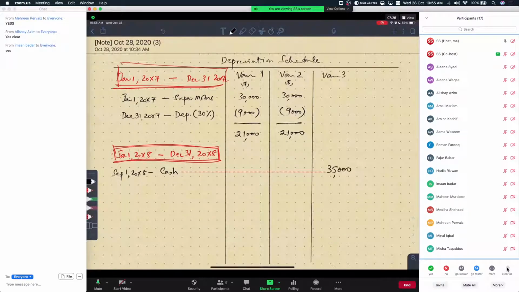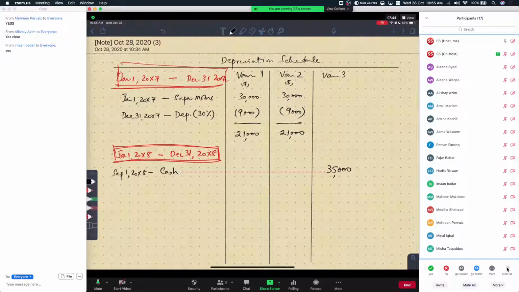So we created the third column, $35,000 van, and we will keep on creating these columns as and when needed, because as soon as you buy a new van or new vehicle, you will keep on adding columns to this. So it will keep everything very organized and easy to read later on.